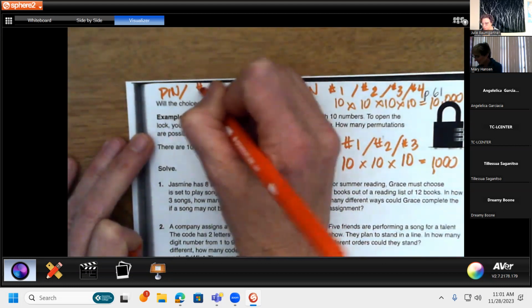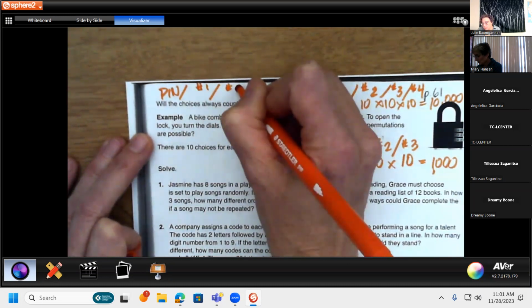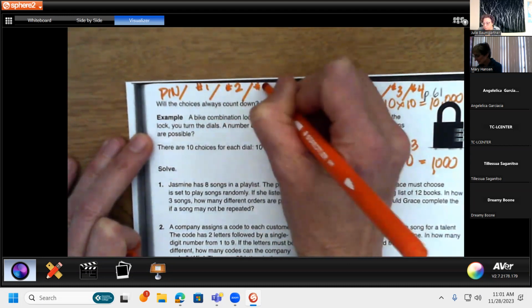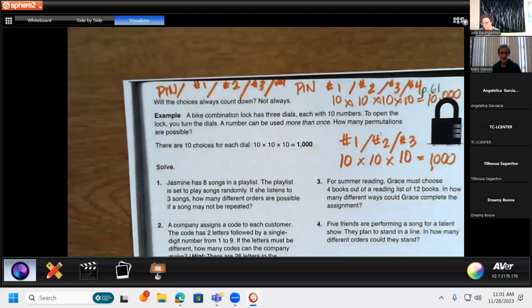So let's see how many choices there are in a 4-digit PIN if you can't use 0 for the first one. So how many choices do I have for digit 1?